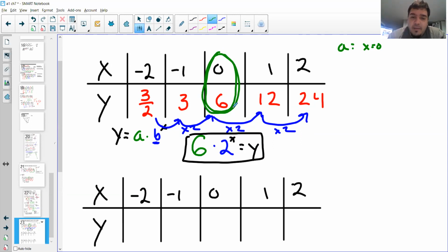And you could check it by plugging in 0 into the equation. You could plug in any number here to the equation, and if you get those y's, that will indicate you got it right. So if I plug in 0 in this equation, 2 to the 0 power is 1. And then 6 times 1 is 6. That makes sense. 2 to the 1 power is 2. 2 times 6 is 12. That makes sense.